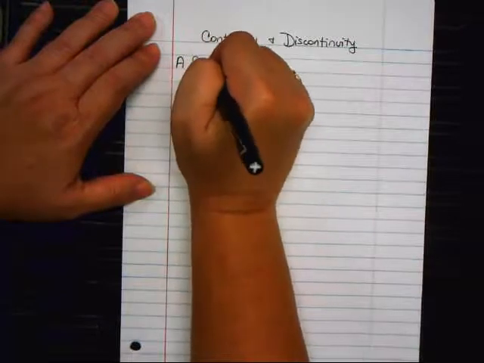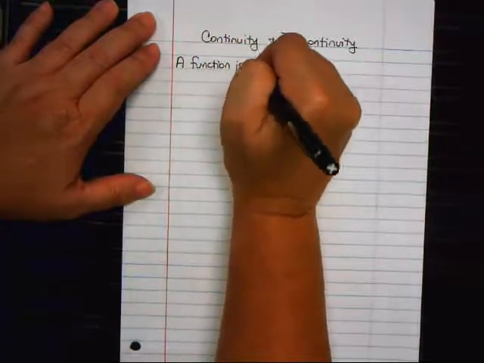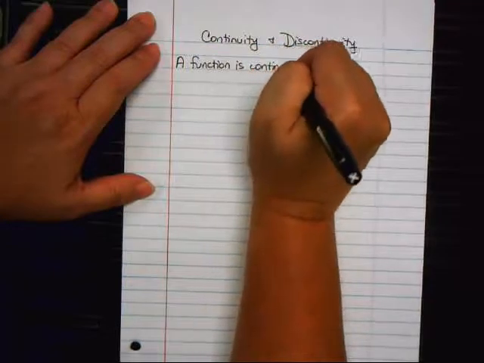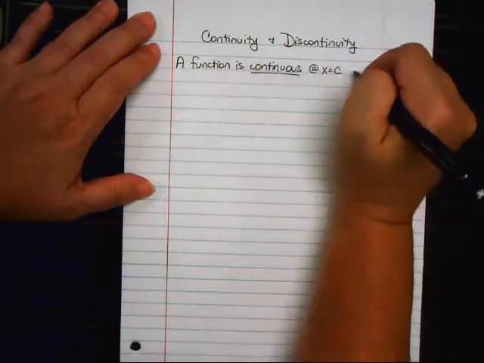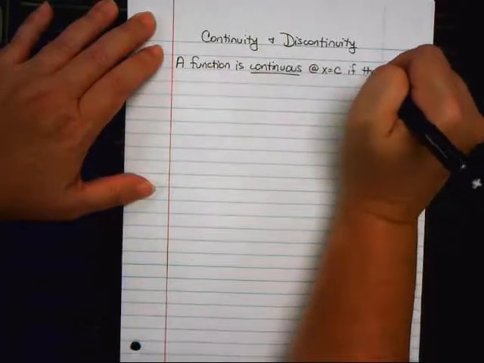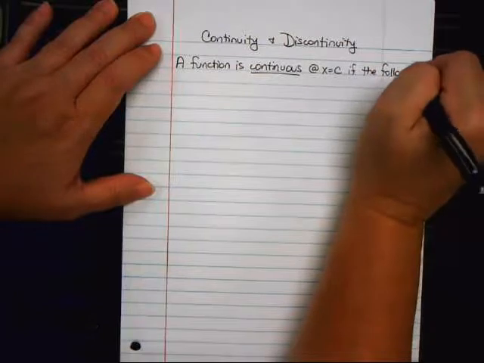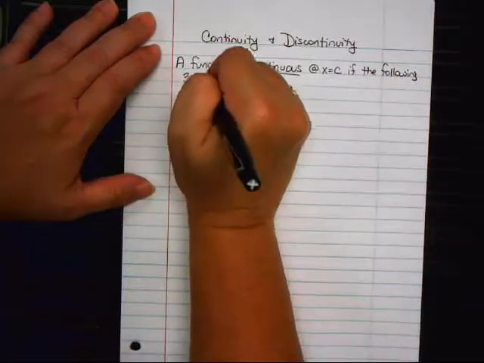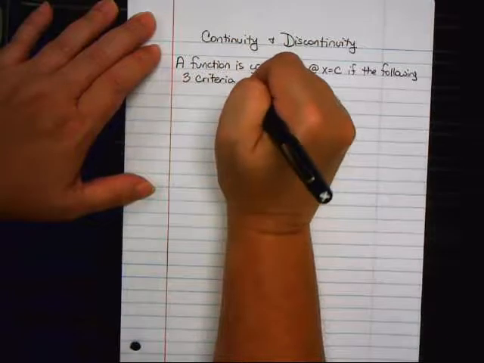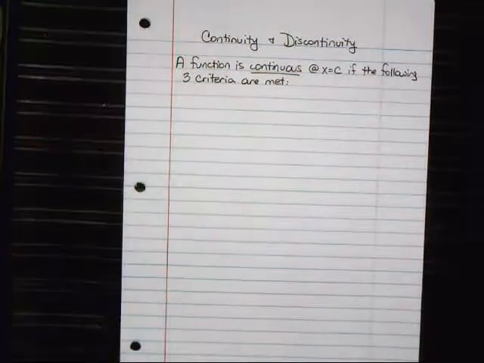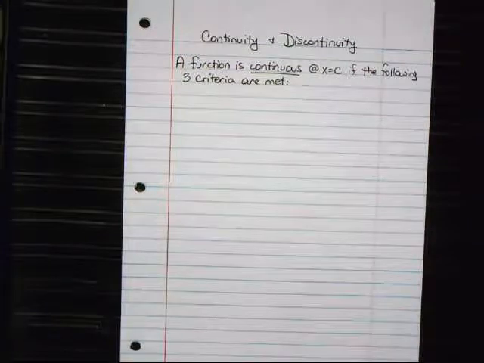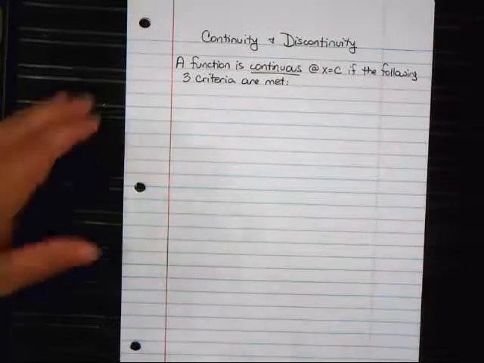A function is continuous at x equals c if the following three criteria are met. And this is the formal definition of continuity. You may have been told in pre-cal that continuous just means that you can draw it without lifting your pencil. That's the simple definition. This is the mathematical definition. And it makes sense when you talk about limits.